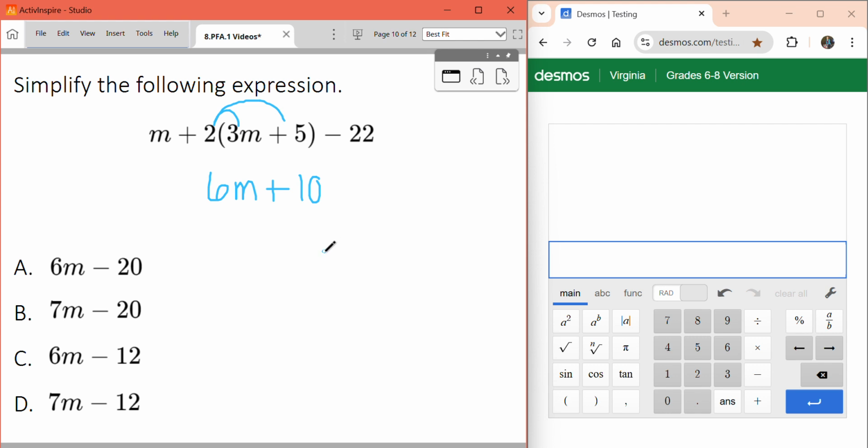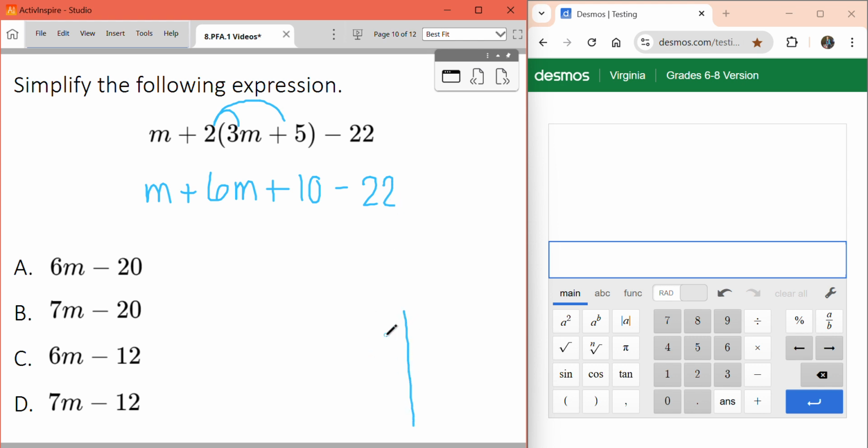And then I'm not done. I'm actually surprised that's not an answer choice, because a lot of the time the people who make these questions will try to trick you by putting that as an answer choice. But I need to bring down this m out front, and I need to bring down the -22 from the end.